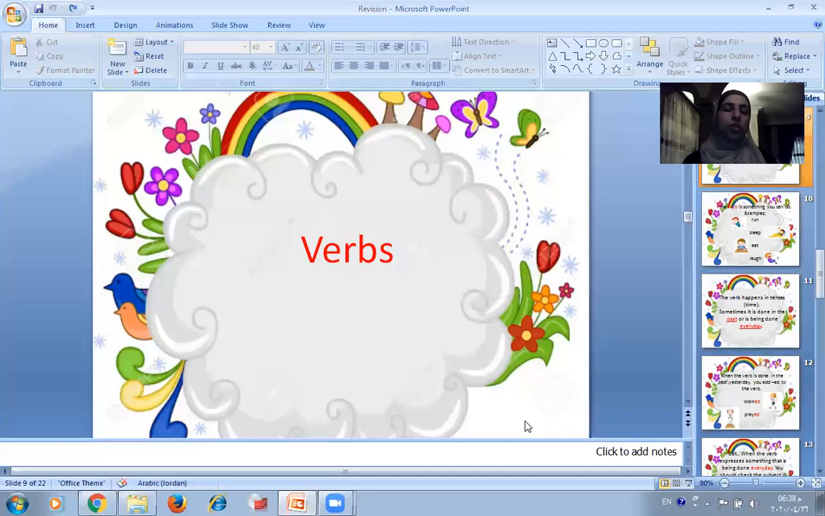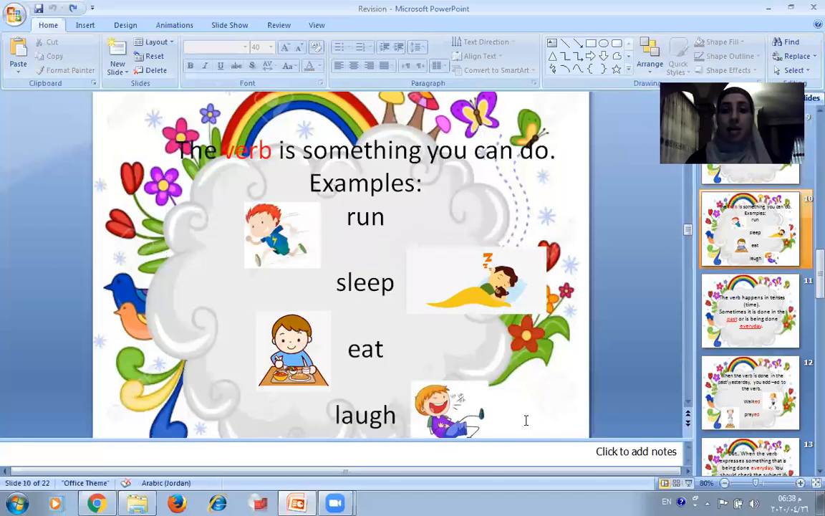Now, we talked about the nouns, we talked about the adjectives. We're going to talk about the third part of speech, which is the verb. Now, what is a verb? Do you remember the verb? The verb is something that you can do, like run, sleep, eat, laugh, ha ha ha. So these are things you can do. If you read the word, and if you can do the word that you read, then it's a verb, okay?